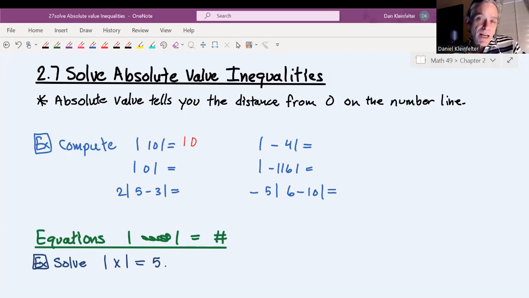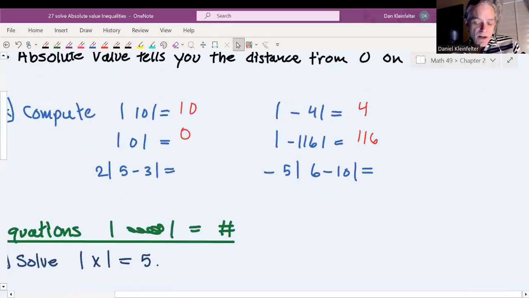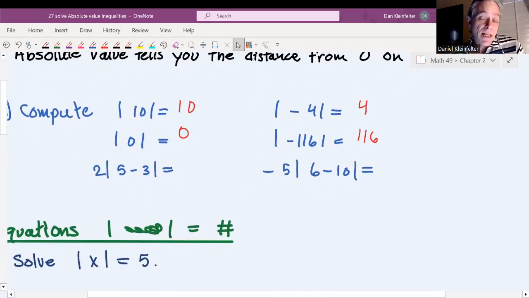The absolute value of -4. -4 is 4 units from zero. It happens to be on the left side, but it's still just 4 units from zero. The absolute value of 0 is 0. It is 0 units from 0. The absolute value of -116 is going to be 116. Sorry, 116 units away from 0. So absolute value is a distance. Distance is always a non-negative number.